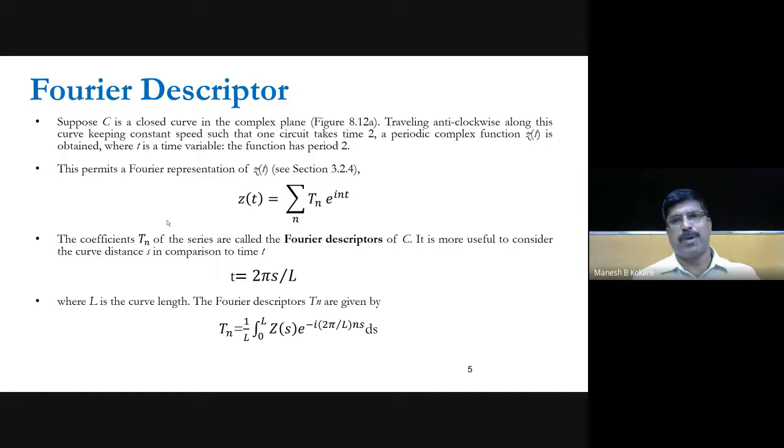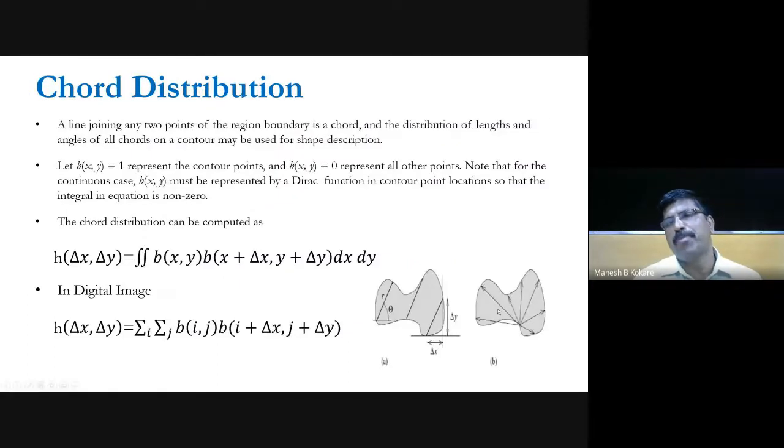Suppose for example this is the shape, and if you are representing it in the spatial domain, you know that this boundary point will have some x coordinate and y coordinate, and so will all the other boundary points. If you consider the x coordinates of all those boundary points, they form a one-dimensional vector, and then you can find the Fourier transform of that vector.